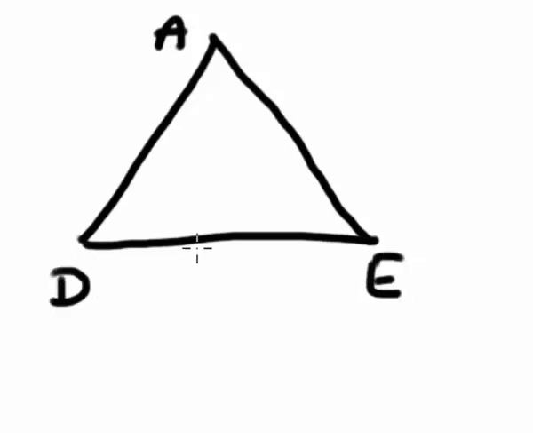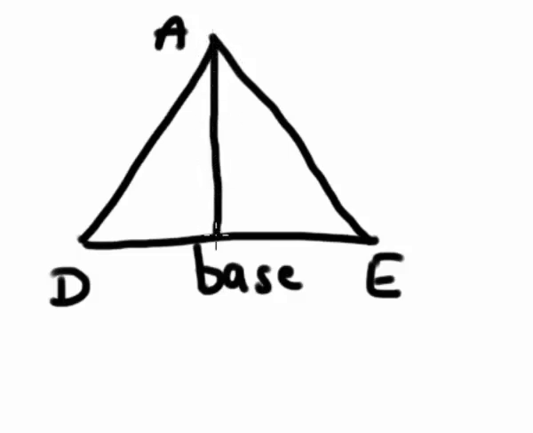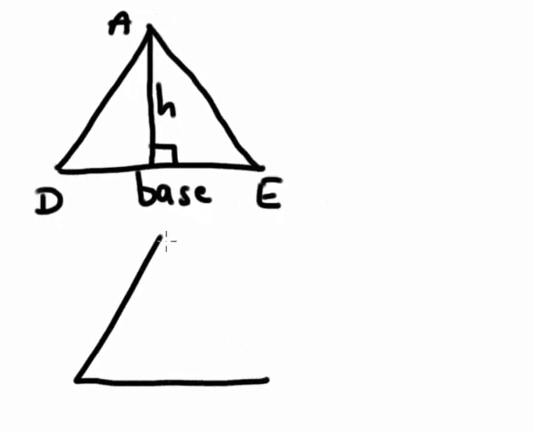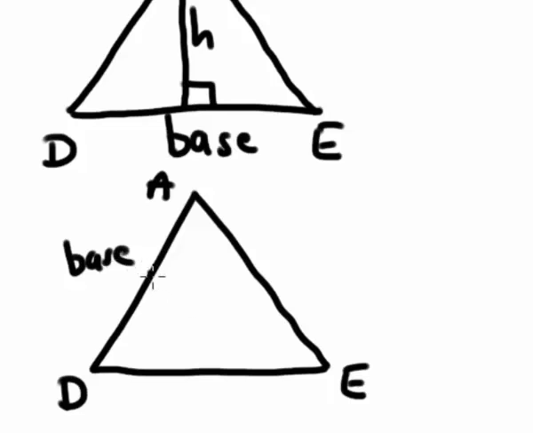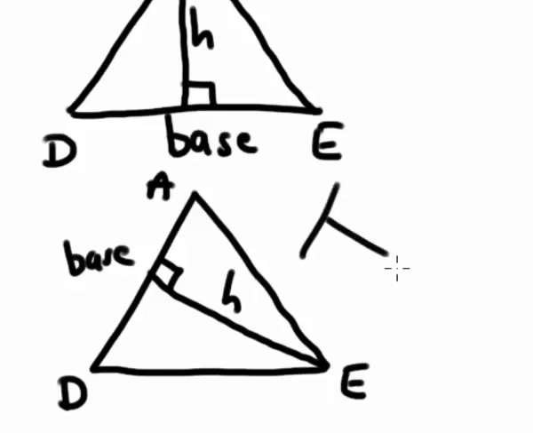What we can do is call DE the base, and the height would be the perpendicular height which corresponds to that base. Notice too that if you look at triangle ADE, you could also have a different base. If you decide that AD is the base, then the height would correspond with the base. It almost looks like a T, base and height.